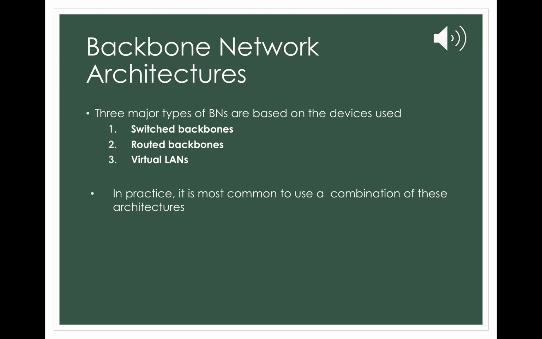They're largely based on the devices used. There's switched backbones, there's routed backbones, and there's VLANs. In practice, it's common for an organization to use a combination of all the architectures because growth occurs sporadically, and a lot of times management won't be prepared for it, and a lot of times it needs to be kept up and running, and answers need to be expedited. So it's not uncommon to see a combination of many different architectures.